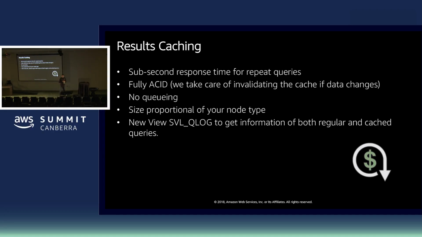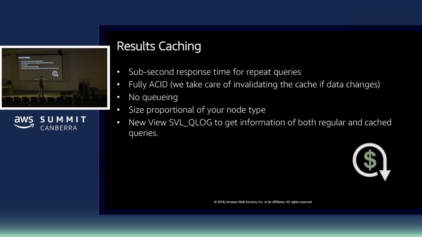Results caching. This is one of the other features that we launched, which helps you fast track your query through the queue. We will cache your results for a query that has run, and next time when you run the same query, we will give you the results from the cache and not have to go and fetch all the data and process the query. We are fully ACID compliant, so if you update the record, we will remove the results from the cache.